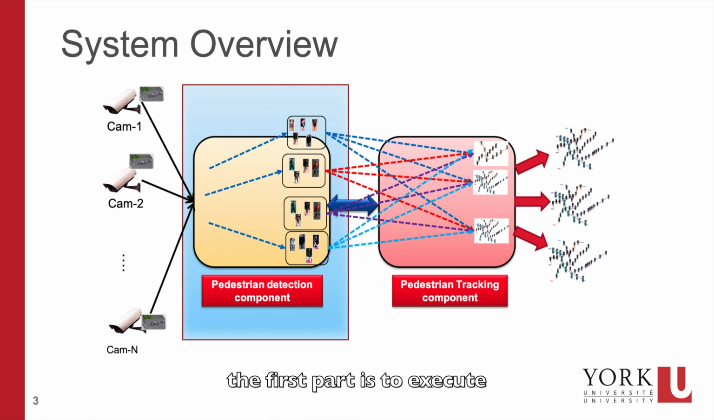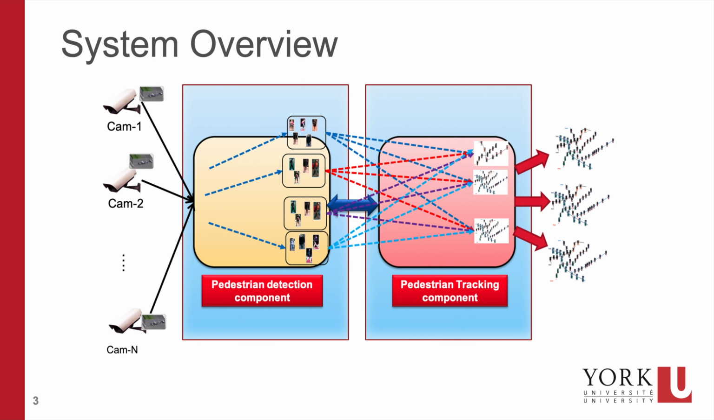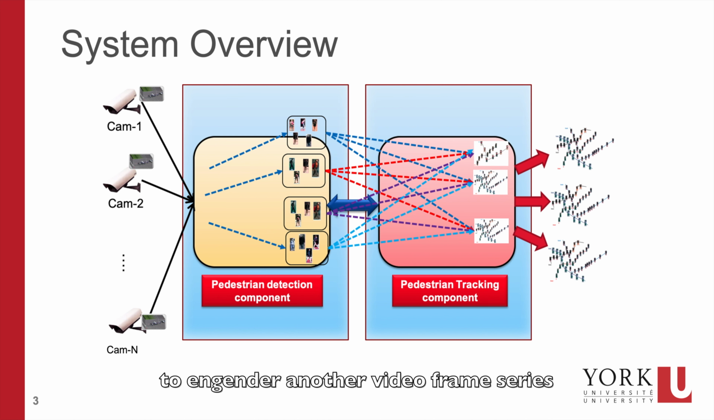Here is a system overview of the MPT algorithm in multiple cameras. The first part is to execute the detection algorithm, and then it will generate a sequence of video frames in a folder for each camera feed. We then use the generated video frames from the detection component to generate another video frame series for the tracking results by running the tracking algorithm.